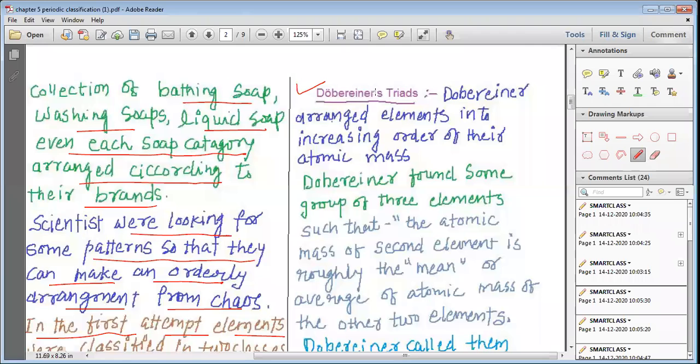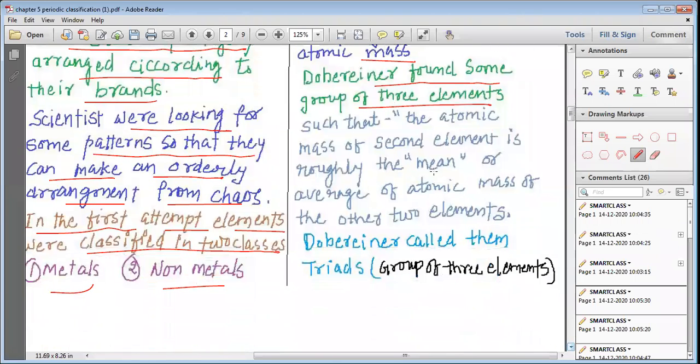Now, my dear students, we want to study about the Dobereiner triads. Dobereiner arranged elements in the increasing order of their atomic mass. Please remember this is the basic idea for the Dobereiner triads. He found groups of three elements such that the atomic mass of the second element is roughly the mean or the average of the atomic masses of the other two elements. Dobereiner called them a triad. Triad means a group of three elements.